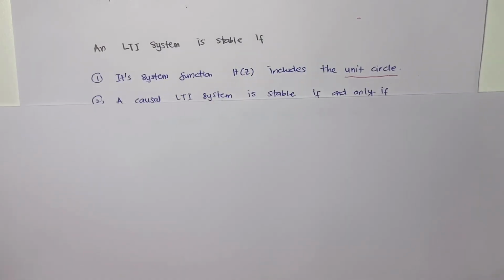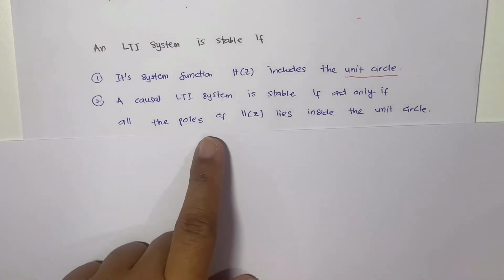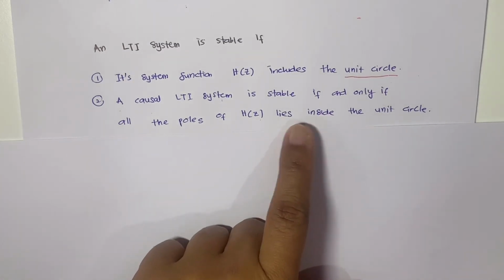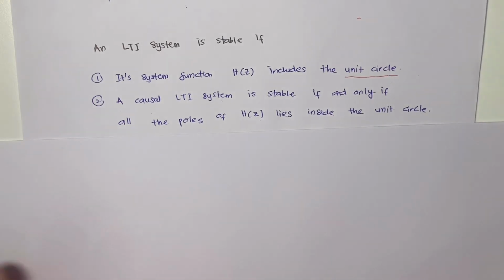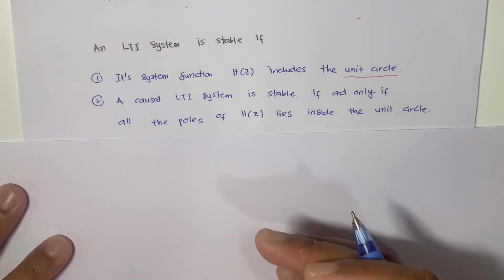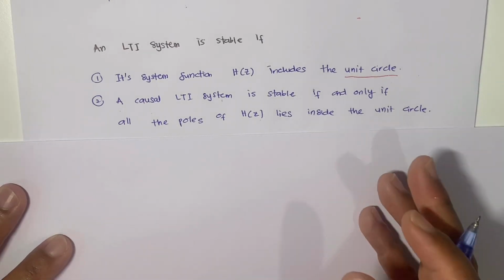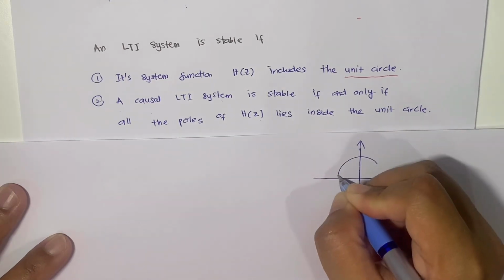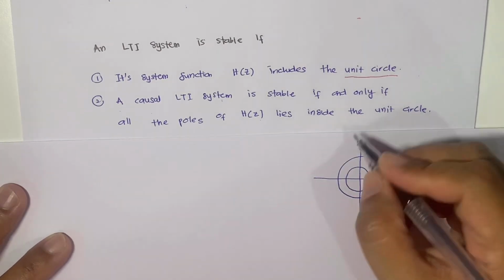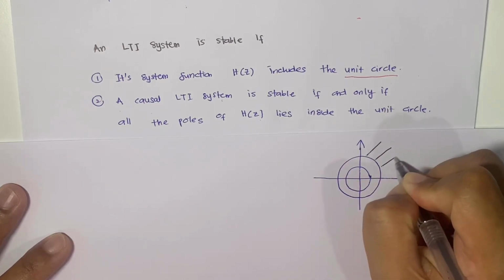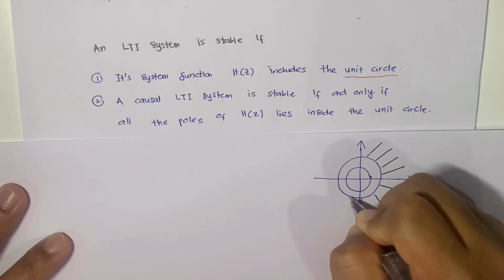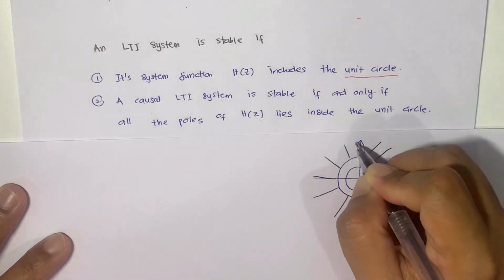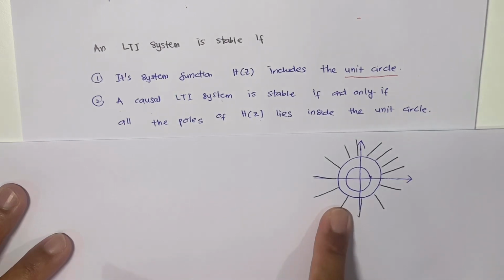The second point here is that a causal LTI system is stable if and only if all the poles of H(z) lie inside the unit circle. We know that a causal LTI system is one where the ROC lies outside the outermost pole. For example, we have two circles, and the ROC lies outside the outermost poles. This system is causal.